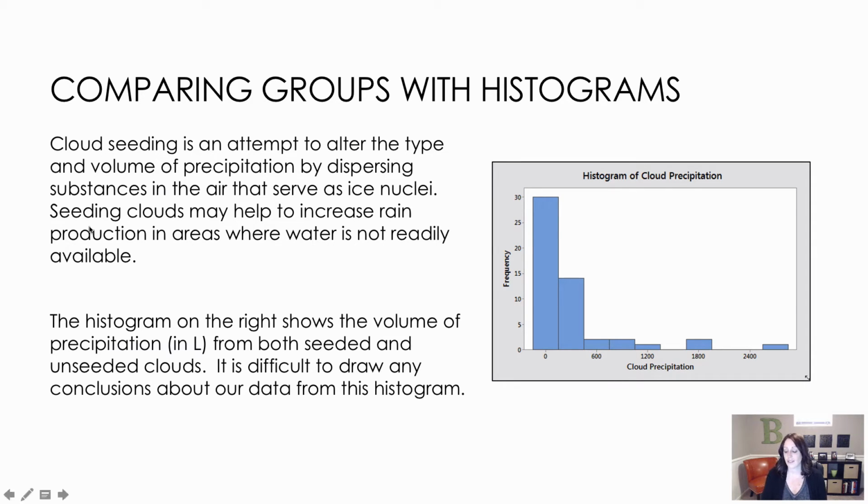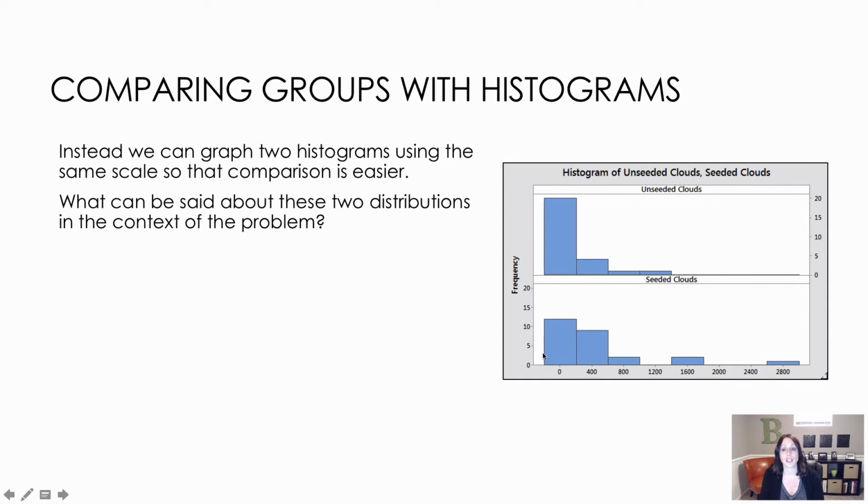So the act of cloud seeding is basically an attempt to disperse substances in the air that ice can form around, and that would, supposedly, increase production of precipitation, which would be useful in dry areas. This histogram is not helpful at all, because I've got everything together, so I can't really tell if there's a difference between seeded and unseeded clouds. So again, we're looking at precipitation in liters, but how about instead we split these up into two different histograms.